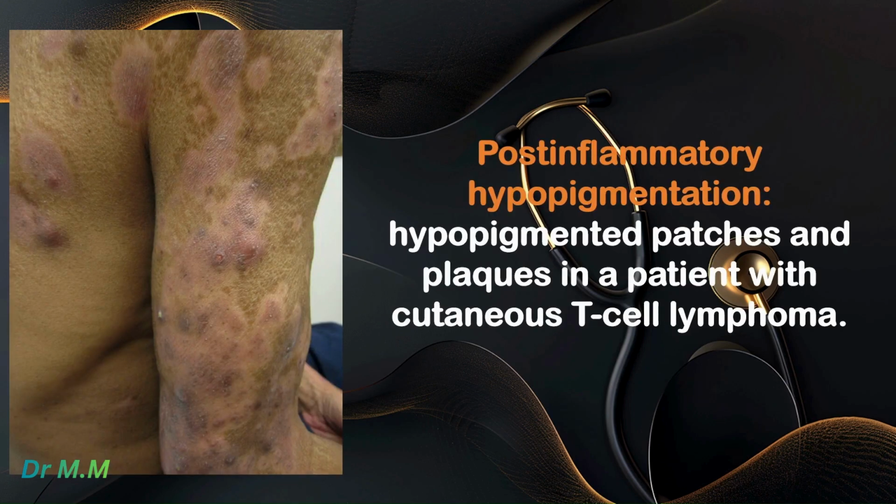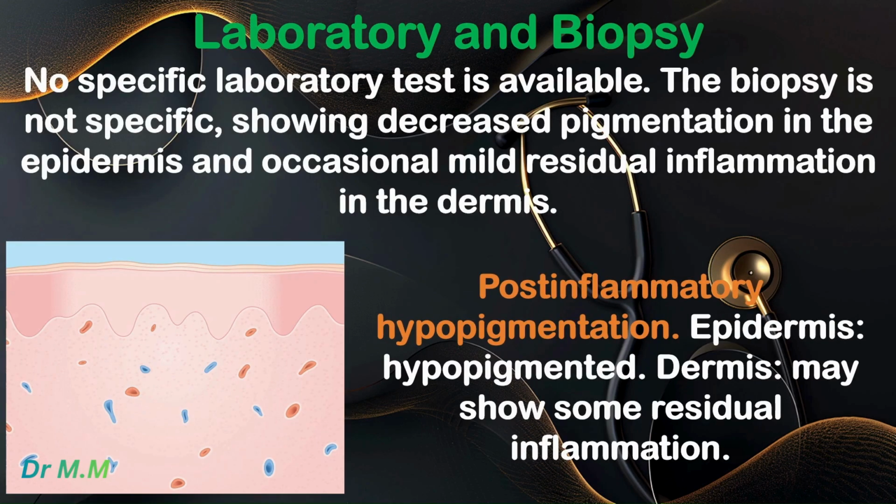Post-inflammatory hypopigmentation. Hypopigmented patches and plaques in a patient with cutaneous T-cell lymphoma. Laboratory and biopsy. No specific laboratory test is available. The biopsy is not specific, showing decreased pigmentation in the epidermis and occasional mild residual inflammation in the dermis. Post-inflammatory hypopigmentation. Epidermis, hypopigmented. Dermis, may show some residual inflammation.